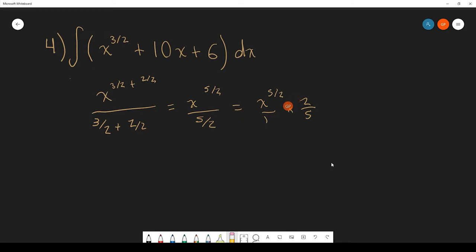that the antiderivative of x to the 3 over 2 power is 2 over 5 times x to the 5 over 2 power. But we're not done. We still have 2 more terms left.